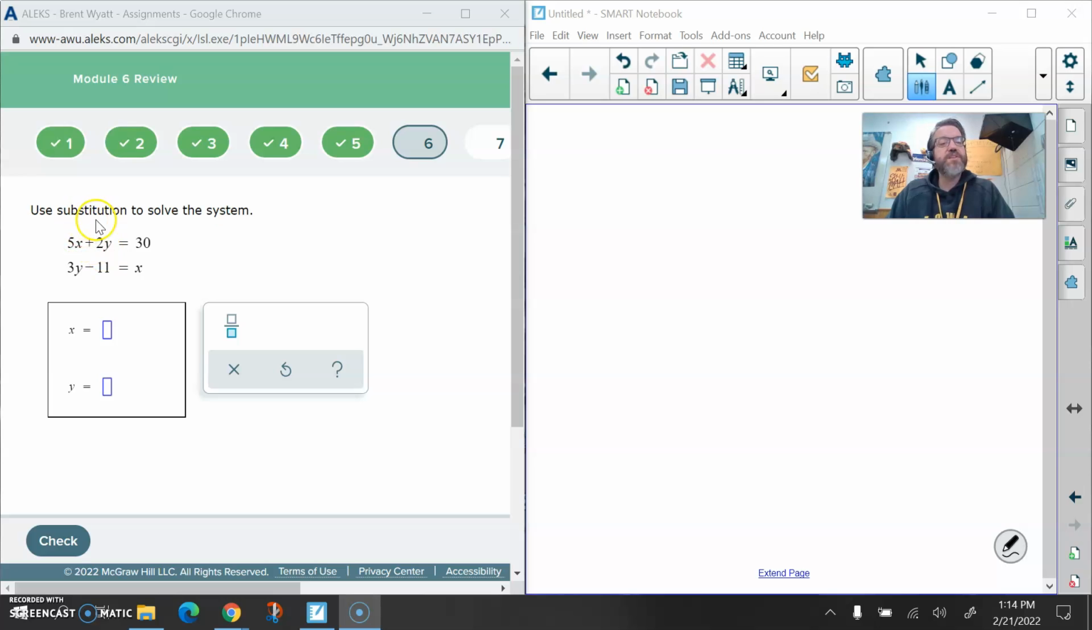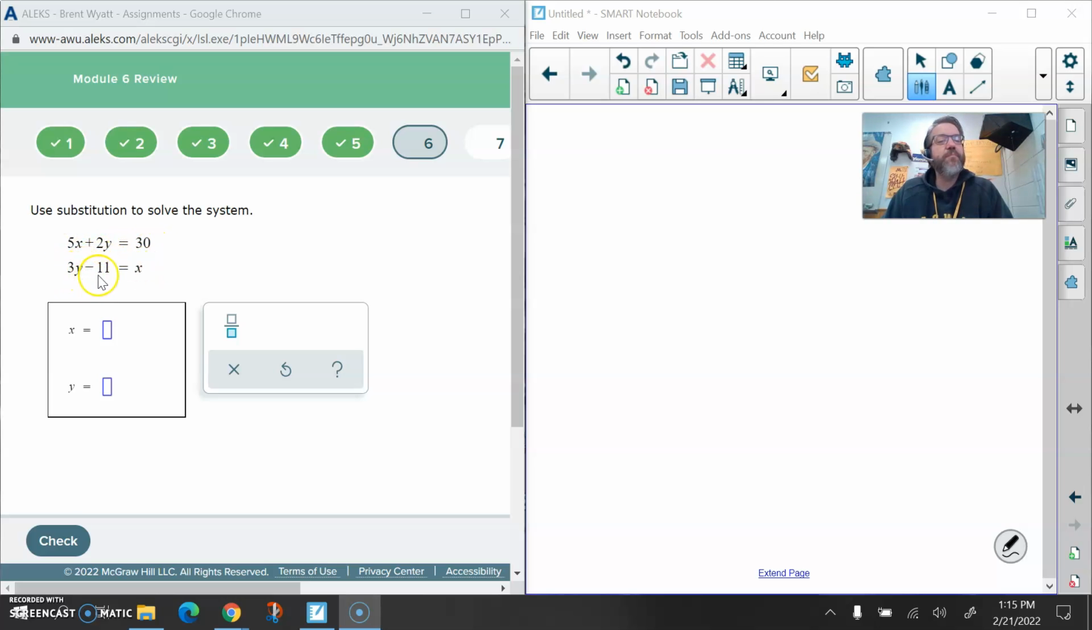Number 6 says to use the substitution method to solve the system. Now, when you're taking the test, if you see a problem that says use substitution, you could use other methods like the elimination method, but if it says use substitution, that's probably a good indicator it's going to be our easiest method to use. Here I see 5x plus 2y equals 30. That equation is written in standard form.